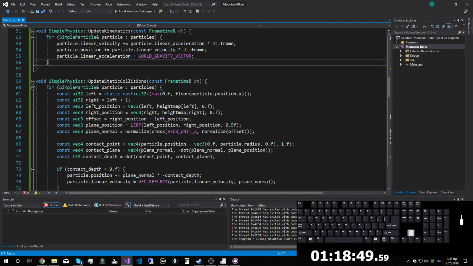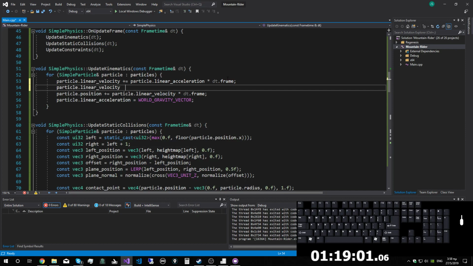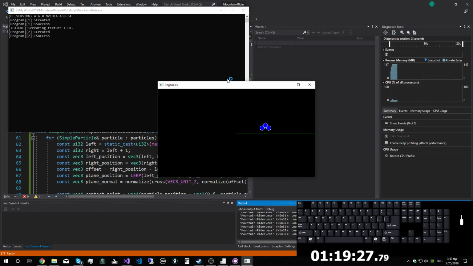I will add a temporary friction just for test. Let's do it like this. I don't see any separation whatsoever. Why?